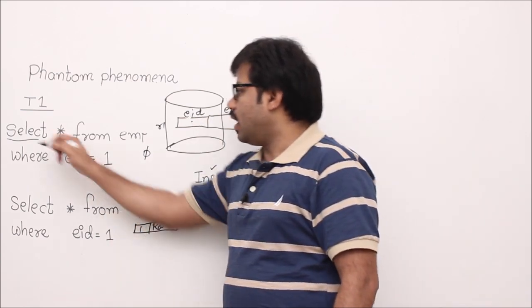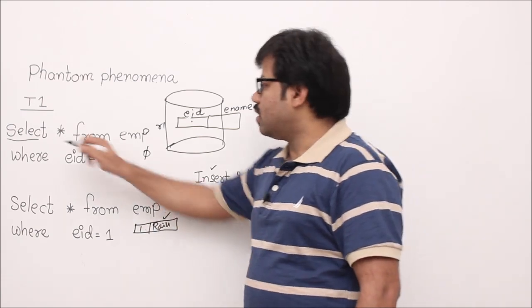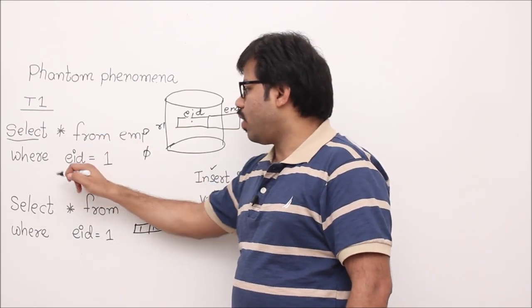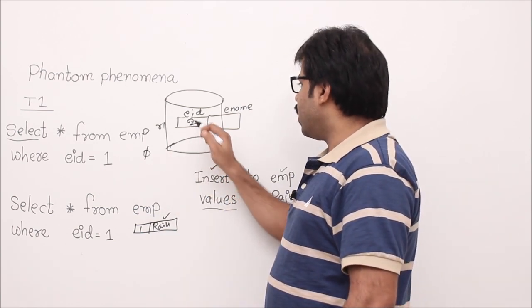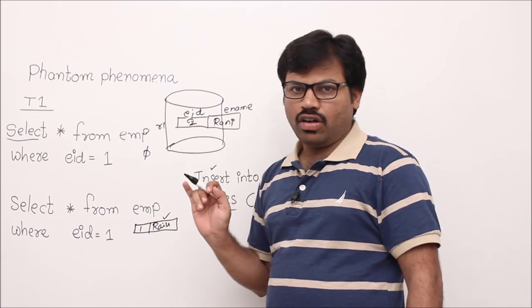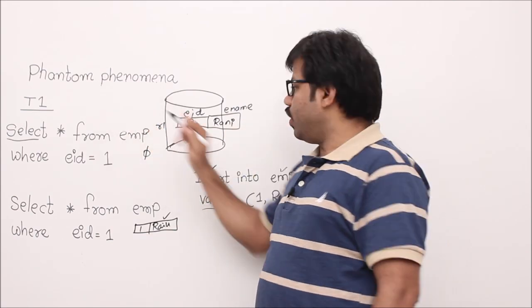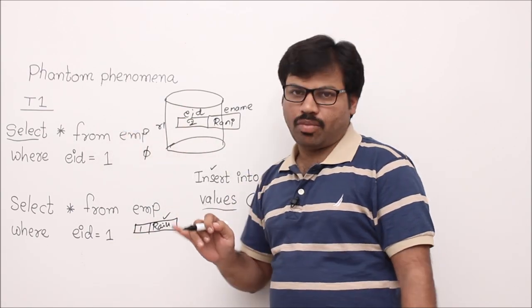Now you see, select star from EMP. So I am explaining you unrepeatable read problem. Select star from EMP where employee ID equal to 1, nothing first time. Okay, so assume that this one is 2 comma Rani. There is only one record. We are not adding any record. So in phantom phenomena, when a new record is added, that will happen. But unrepeatable read problem is like this.